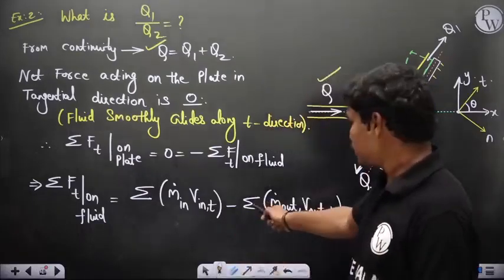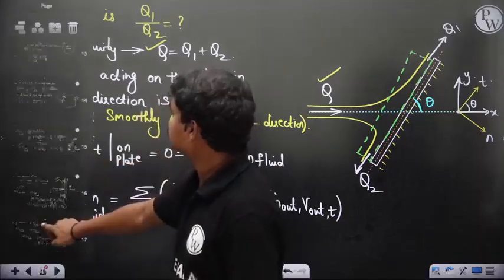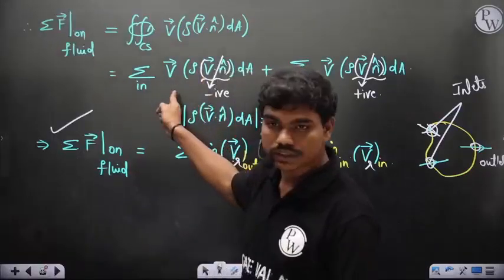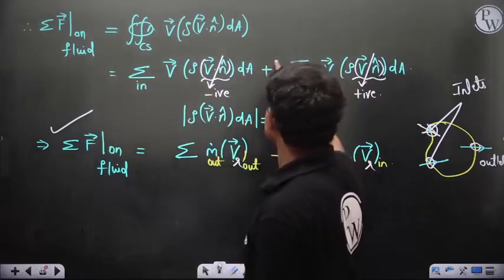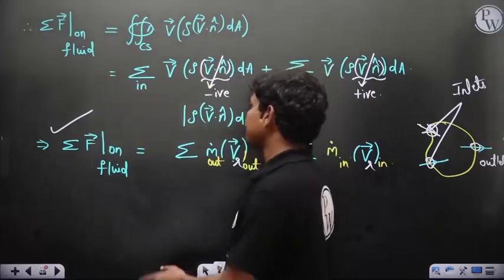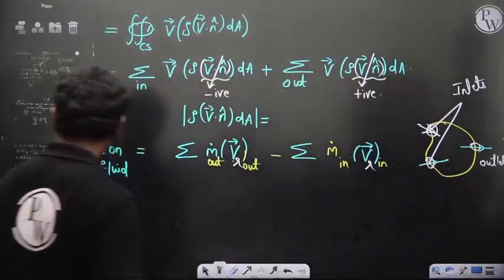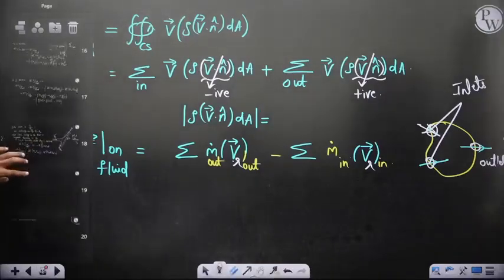It's not an assumption. I have shown you already. I have taken so many scoldings from you to prove this. Because of this, on the fluid, you see, inlets would be negative and outlet is positive. So it's basically outlet positive minus inlet negative on the fluid. Outlet positive and inlet negative, right?